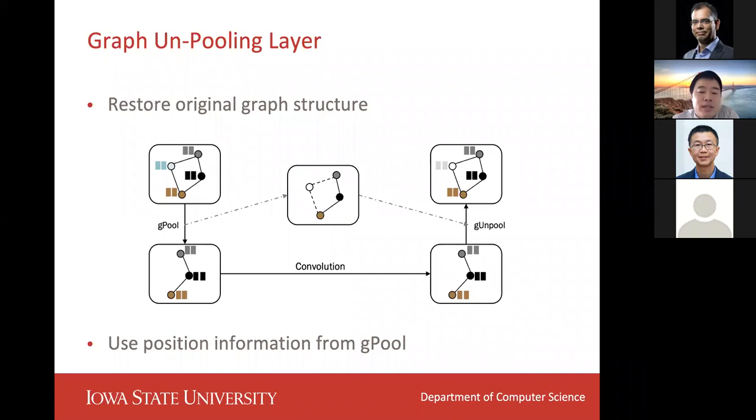So in the left part, we use a graph pooling layer to produce a quotient graph. In this process, we will record the position information of the nodes, especially for those unselected nodes. Then we may apply some convolutional operations on the quotient graph. And in the red part, the graph unpooling layer wants to restore the original graph structure. Then it can refer to the previously recorded position information and restore the original graph. So in this way, it can perform the unpooling operation on graphs.